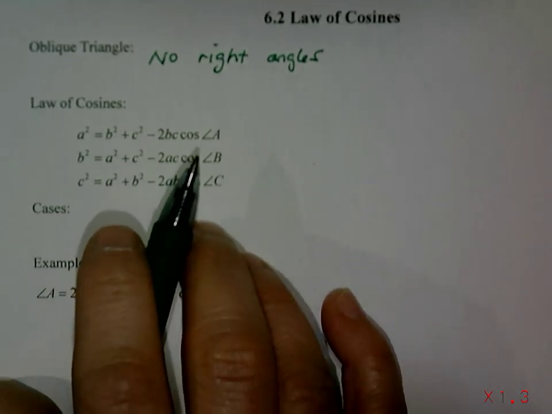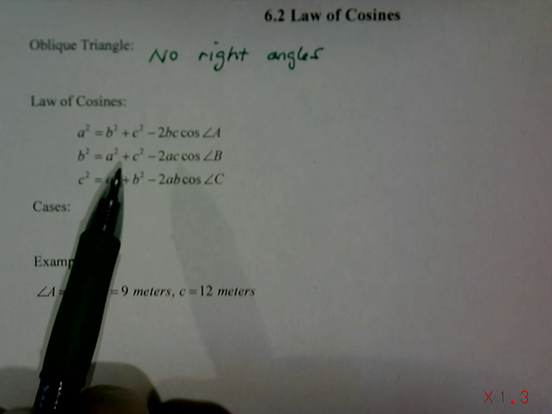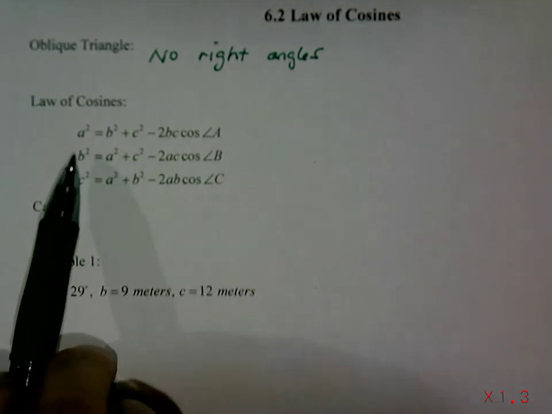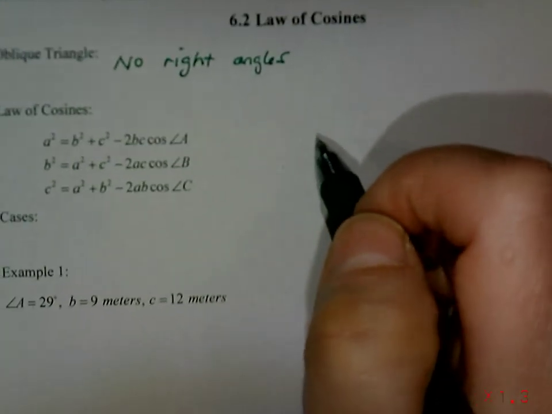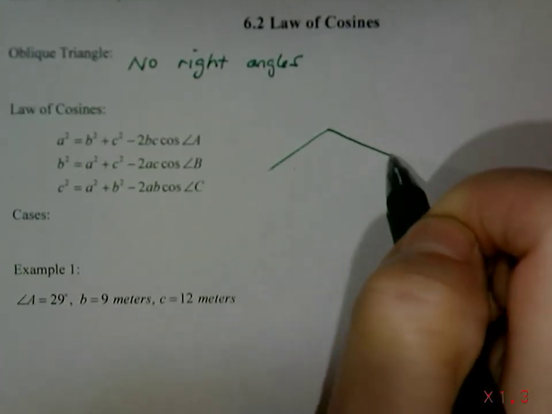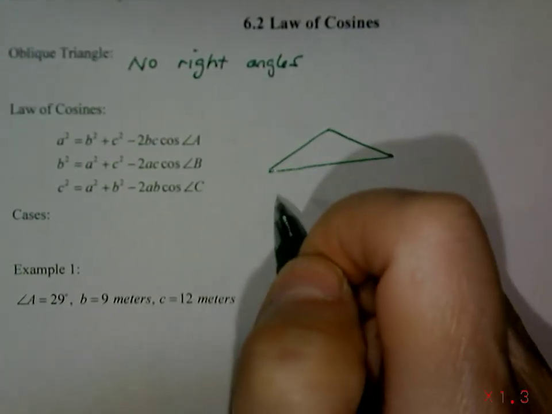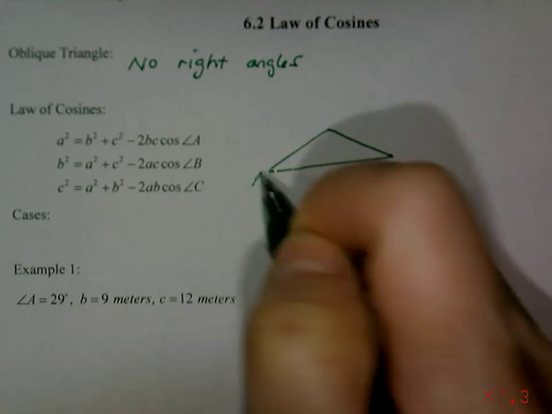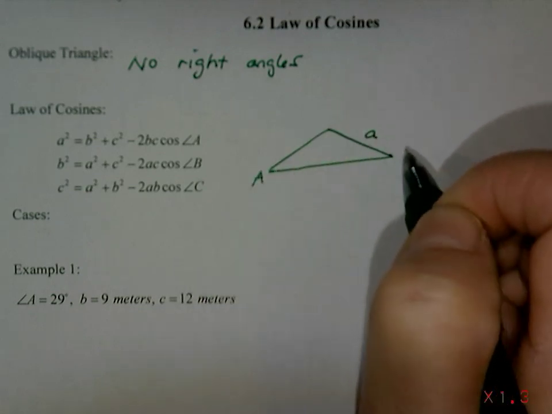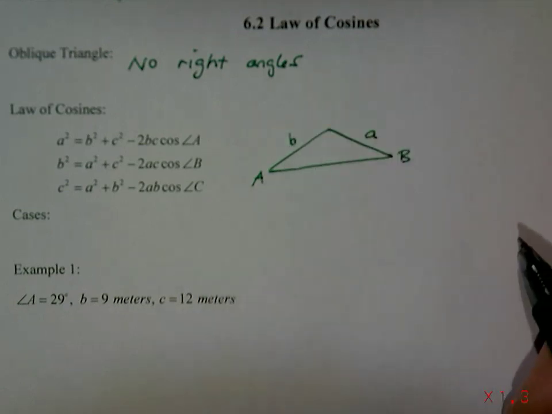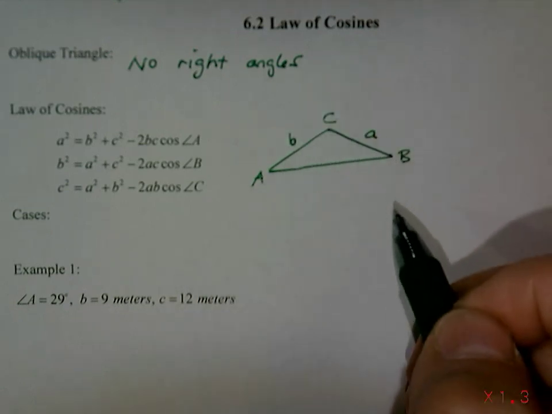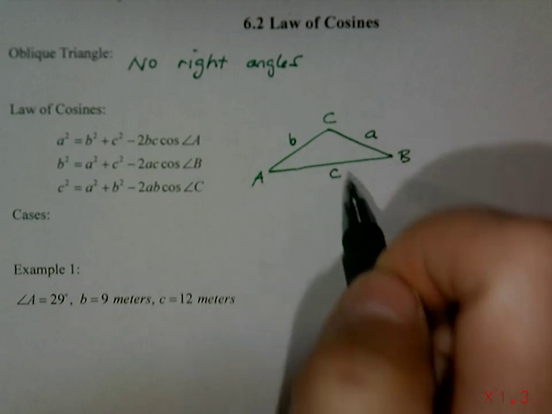The law of sines was a simple proportion, but the law of cosines is derived using the Pythagorean theorem. So it looks like the Pythagorean theorem using A, B, and C. And remember that our triangle had sides A, B, and C and angles A, B, and C. So if I label this angle A, this will be side A. If this is labeled angle B, the side opposite is side B. And the last angle, angle C, the side opposite is going to be side C.